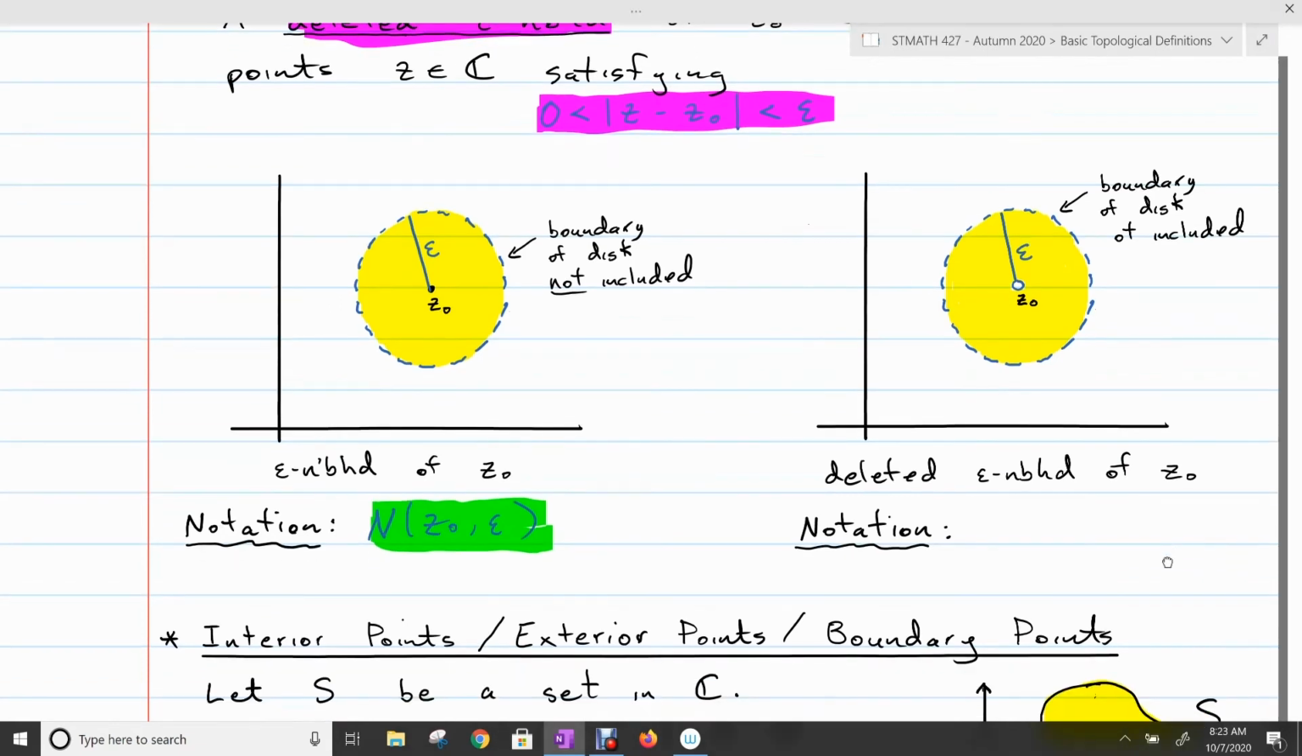You can see the deleted neighborhood on the right there. It's just the same circular disk, but it's got a hole right there in the center at z0. So that's your deleted neighborhood. It's also missing the boundary. And we'll have a notation for that too. It'll be N, and I'll put a little circle on top, of z0, comma epsilon.